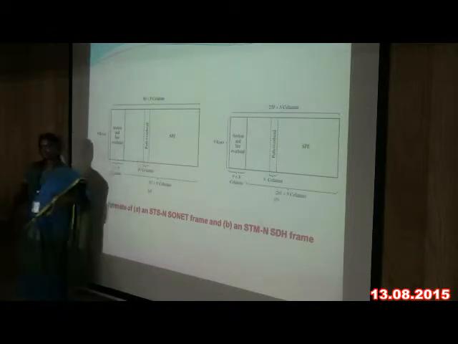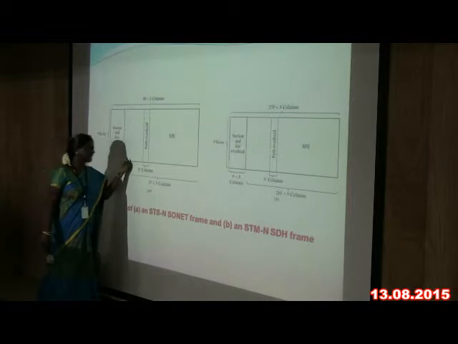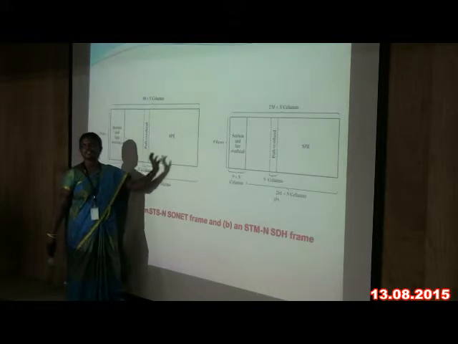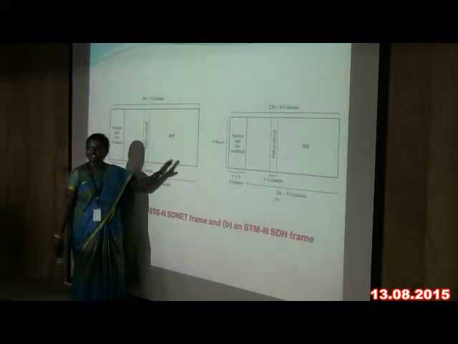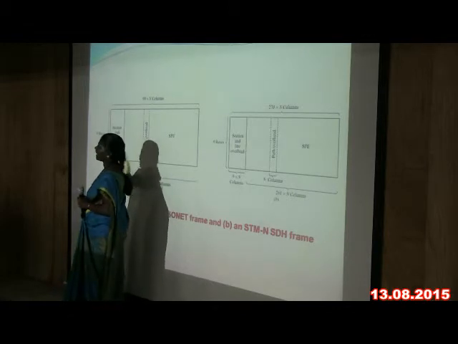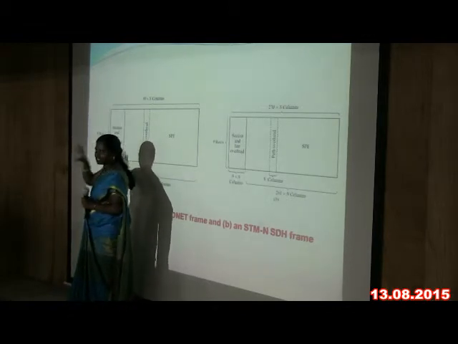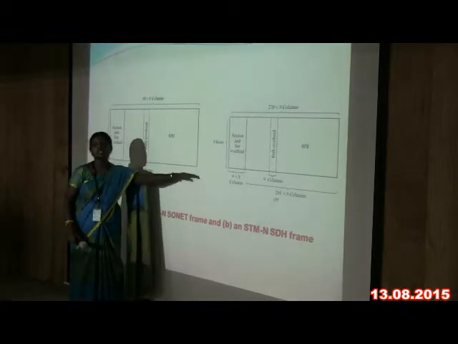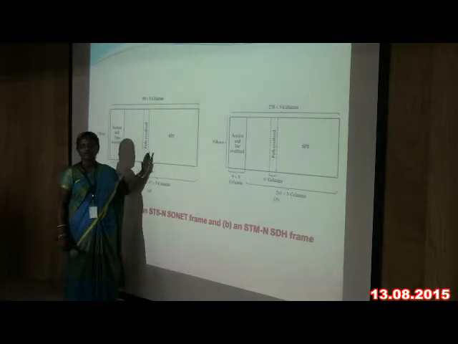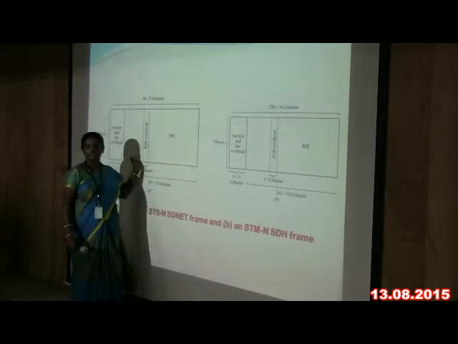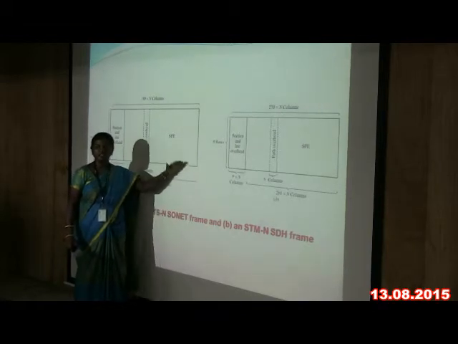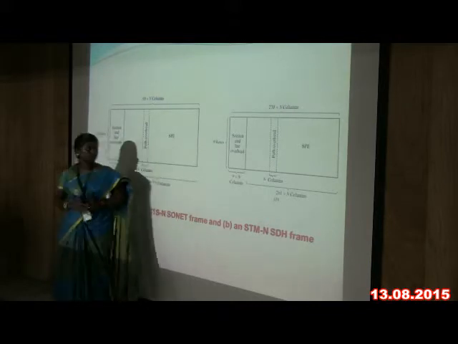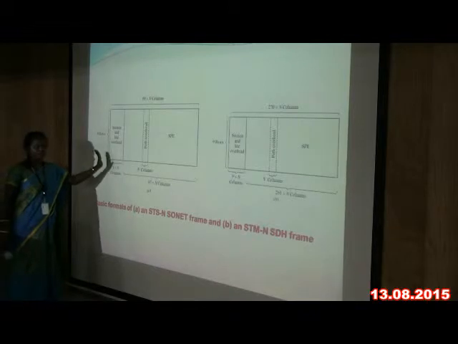Here the path overhead is placed anywhere between these points. The position is fixed by the pointer section in the line overhead. That pointer section decides where we place the path overhead among these 87 columns. This location is decided by the pointer section, which is present in the line overhead. This is your STS-N prime format.